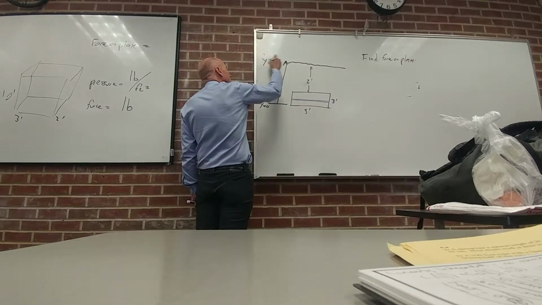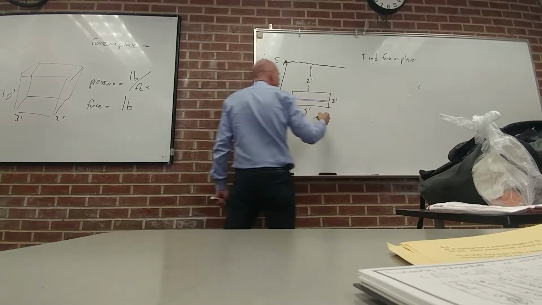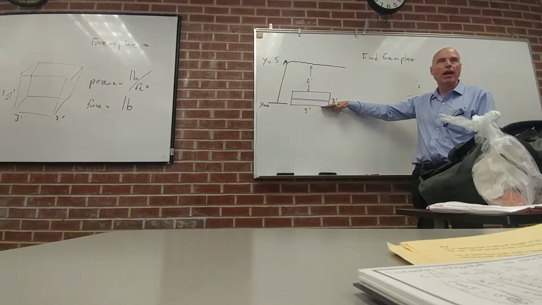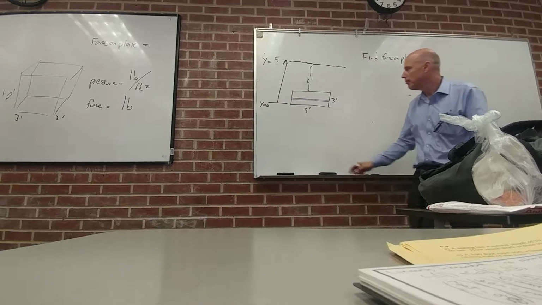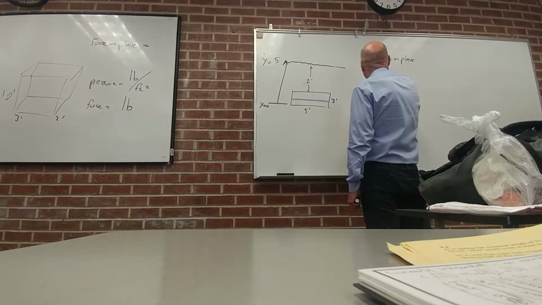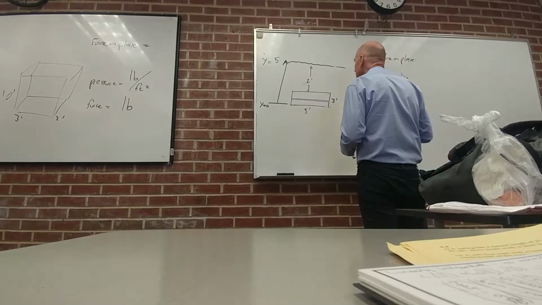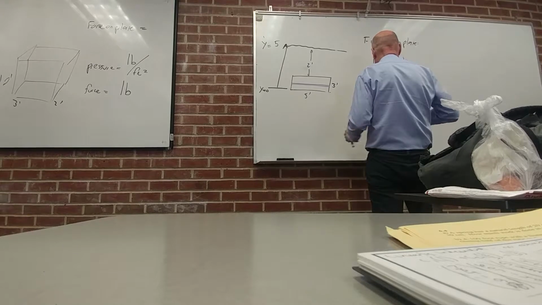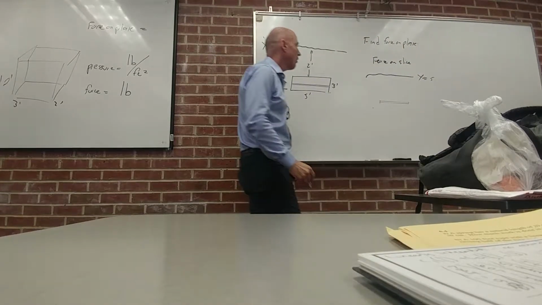And then where is your water level? Y equals 5. So again, y represents how far we are from the bottom of the rectangle. And from the bottom of the rectangle to the top of the water is 5. So I want to find the force on this slice.